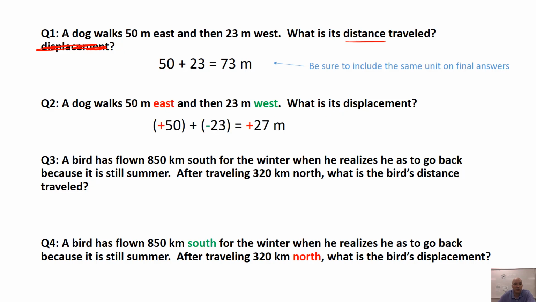The east is going to turn into a positive sign, so it's going to be plus 50. The west is going to turn into a negative sign, once again going with the whole coordinate system, plus and minus. So we're going to add these two numbers together and we get a positive 27, and we're going to turn it back into a direction. The direction is going to be 27 meters. We said positive was east, so we're going to go with east as the answer.